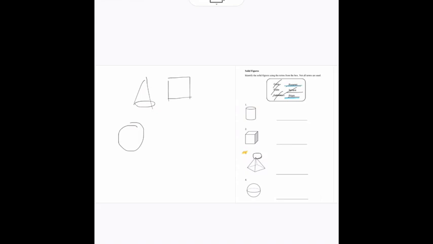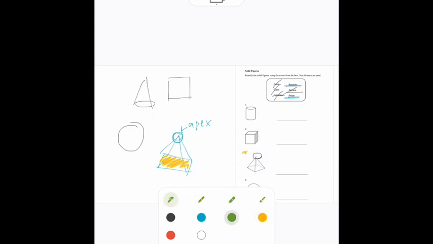Well, I'll tell you what a pyramid is. A pyramid has a base and a pointy spot like this right here, an apex. This is called an apex. And this part right here is called a base.